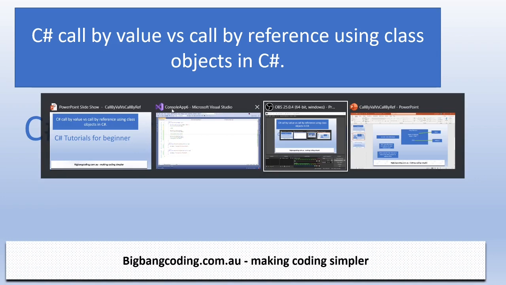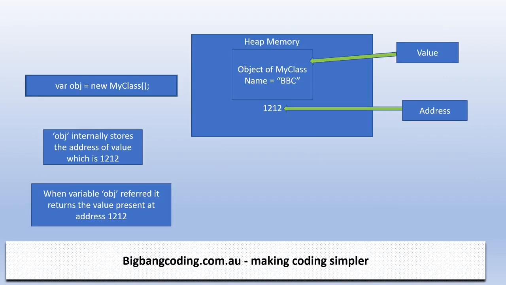Then let me take you to my PPT, and here is what I have tried to explain. Let's see the statement obj equals new my class. When this runs by the CLR, it allocates memory to my class object and assigns an address to it. When we access 1212, we access that object, and to access the name, we access it by .name.